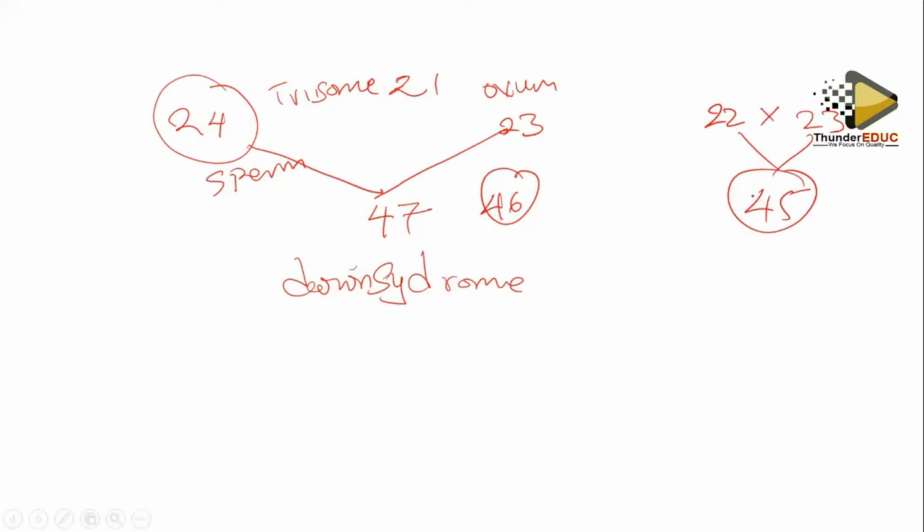So a monosome, if it fertilizes a normal cell, it's going to become 45. And then a trisome, if it fertilizes the normal cell, it's going to form 47. All this results in abnormality in an individual. So that's what we are trying to explain.